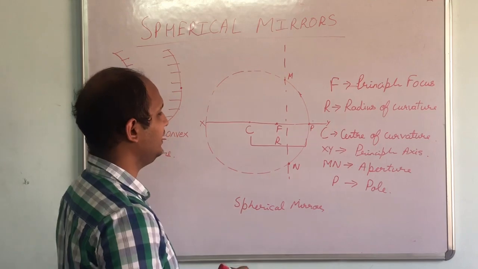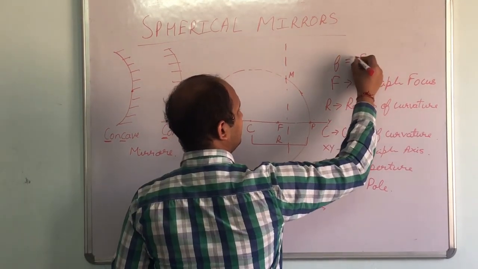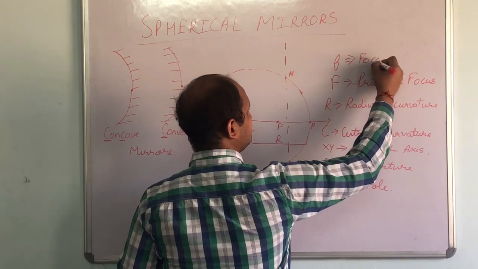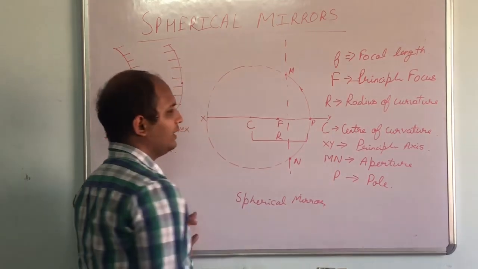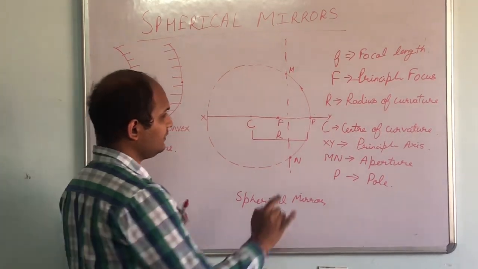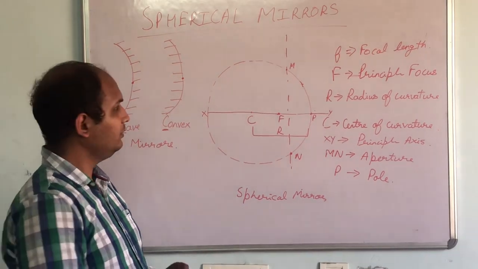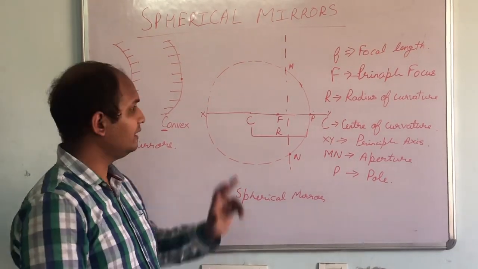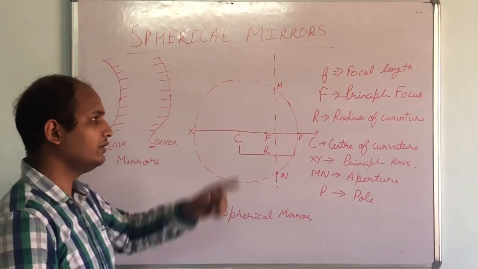There is one thing only left in this figure, that is known as small f. We call it focal length. Now you might have understood what focal length is. Focal length is basically the distance between F and P, right? So how can we define focal length? The distance between the principal focus and the pole of the mirror is known as focal length.